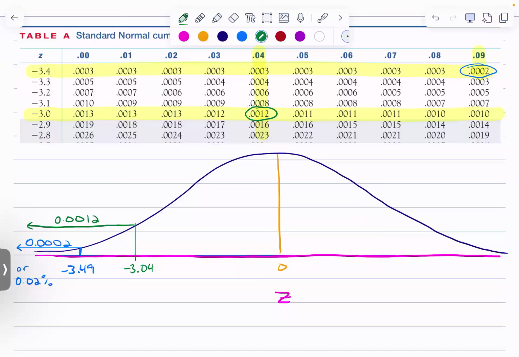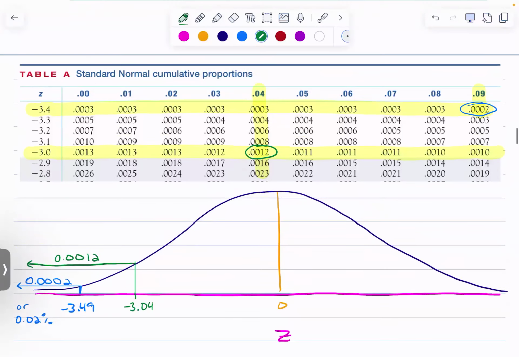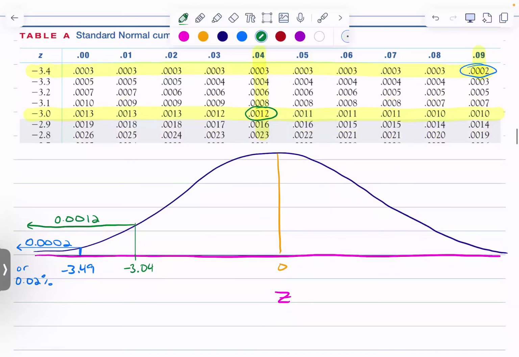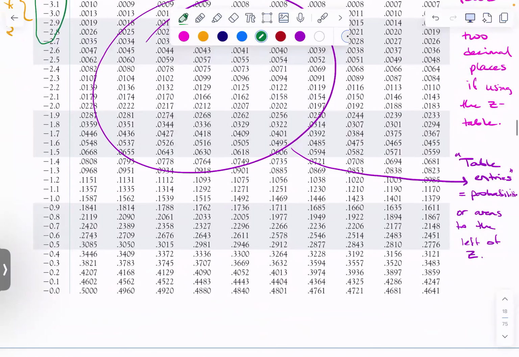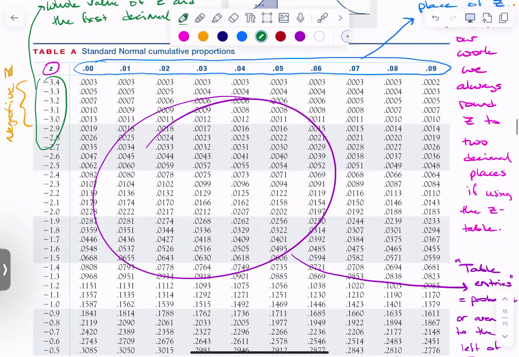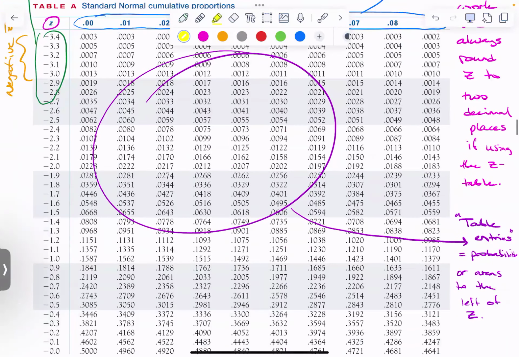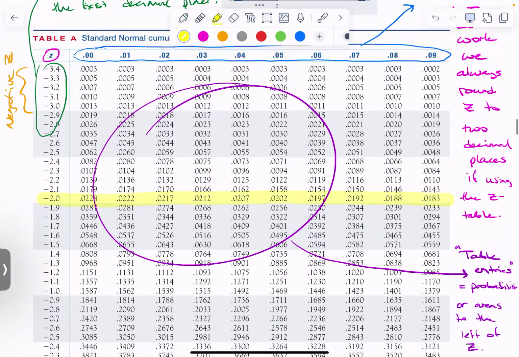And so then you might be interested in, okay, well, we said 2 was kind of a cutoff point, right? A Z of 2. So how about we go back to our table and find the area to the left of a Z of negative 2? We'll do it even here. A Z of negative 2.00.